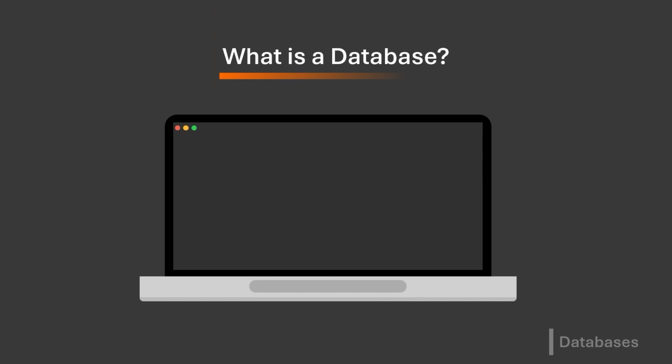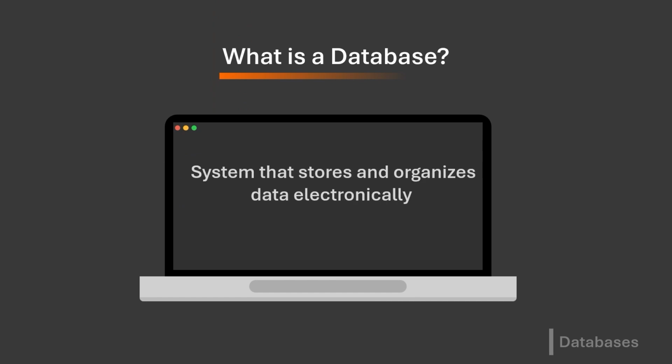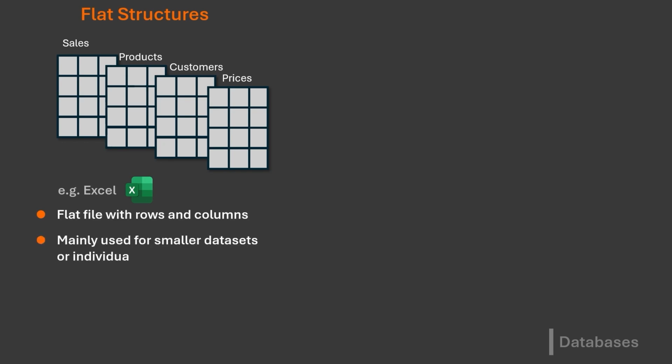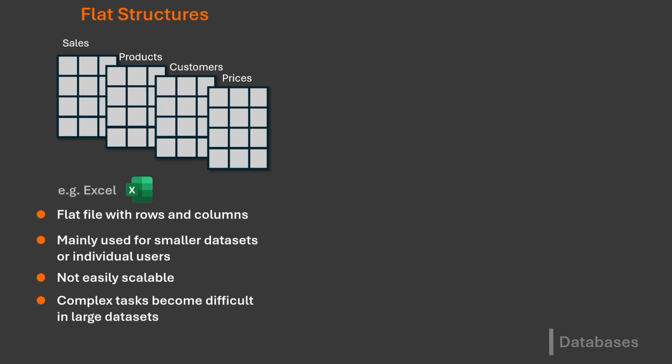A database is a system that stores and organizes data electronically. In comparison to flat structures like Excel, a database provides much more flexibility and scalability. Let's just take the example of Excel. Data is stored in a simple flat file with rows and columns, and it's mainly used for relatively smaller data sets or individual users. The more data you add, the harder it becomes to manage efficiently. Complex tasks like searching, updating, and ensuring data consistency become difficult in such structures as the dataset grows.